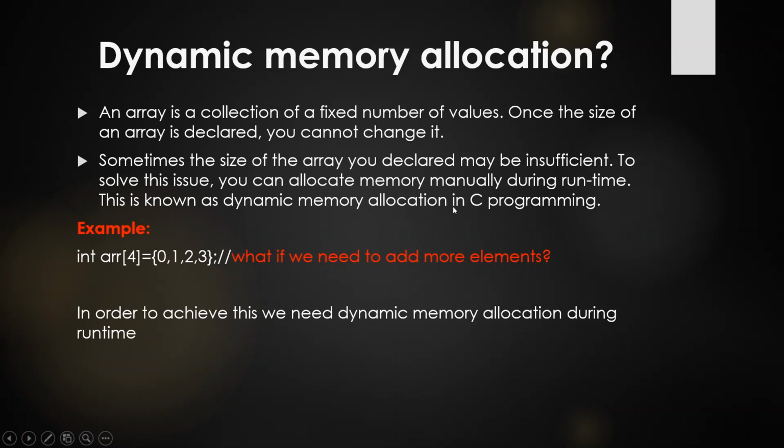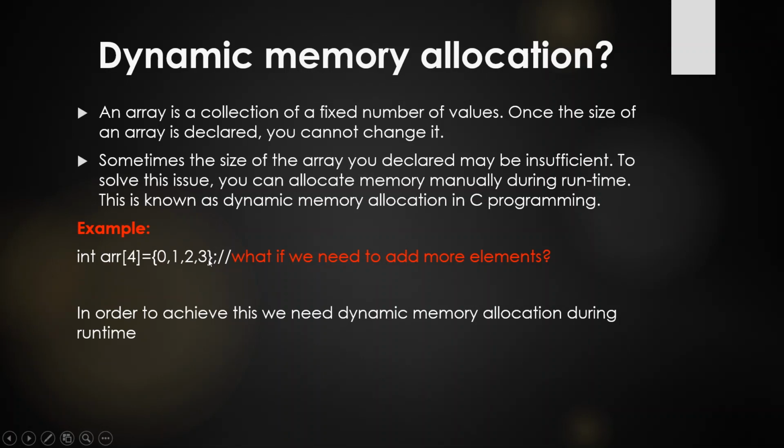In short, if the array which we created of size 4 is insufficient, we can increase that memory by using dynamic memory allocation. Clear? This is an example. See, an array of size 4. If this size 4 was occupied with 0, 1, 2, 3, 4 elements were occupied in the size 4.